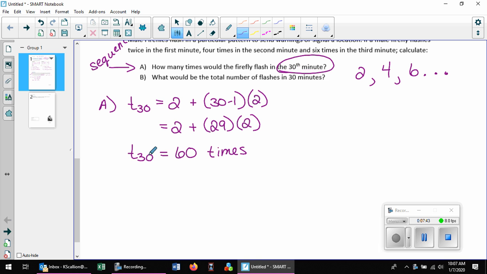I feel like the firefly is not going to flash continually for 30 minutes. I feel like that would use up a lot of energy for a little while. These are things that math questions do that biology probably is saying, why would you ever calculate that?